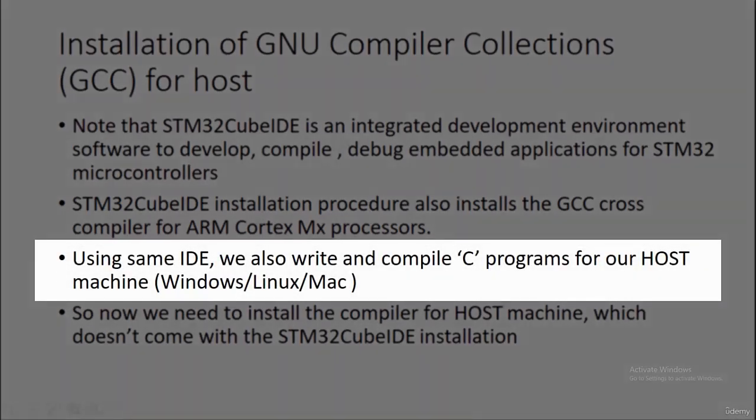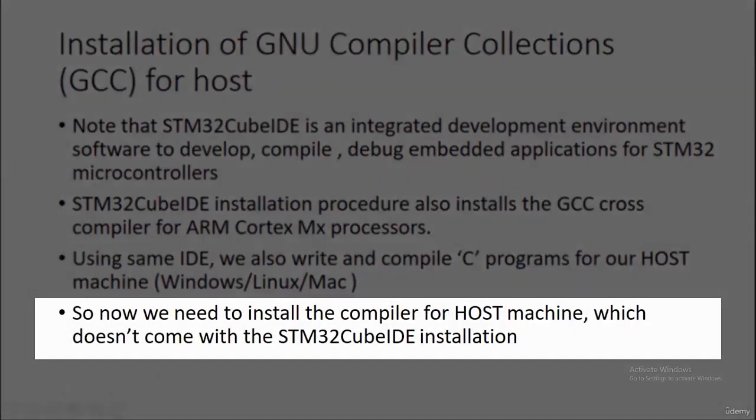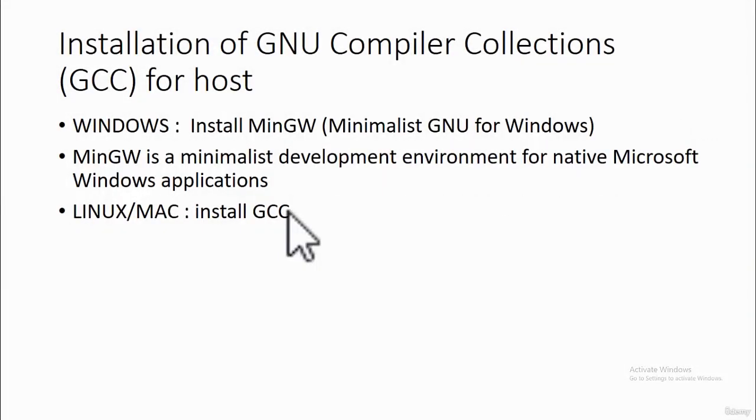It is already done. In this course, we are using the same IDE to write and compile C programs for our host machine, that is Windows, Linux and Mac machines. So now we need to install the compiler for our host machine, which doesn't come with the STM32Cube IDE installation. That we are going to do now. If you are using Linux or Mac, then it is very simple. You just have to run a few commands in order to install the GCC compiler for your host. That I'm going to cover later. But in the next lecture, I'm going to cover how to install GCC for your Windows machine.